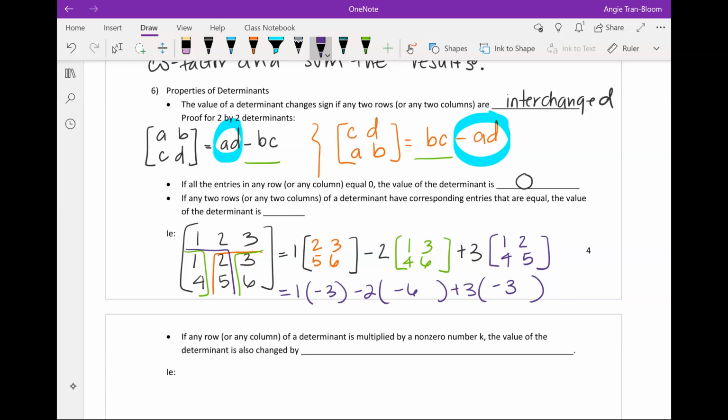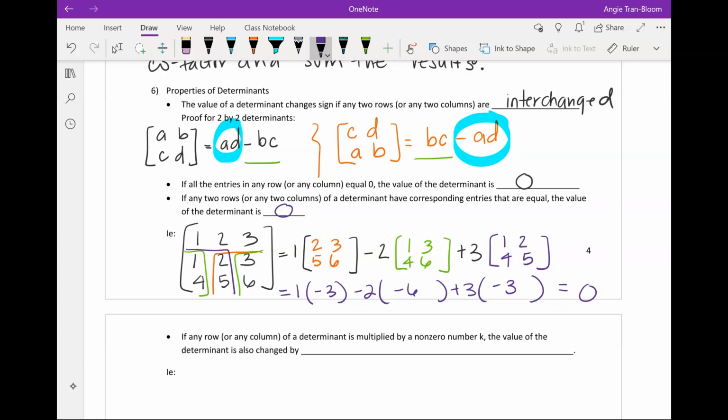Okay, now let's work it out. What did you guys end up getting? 0? Yep, 0, and that is true. So the requirement to get 0 is that 2 rows have to be identical, or 2 columns. If you see that in the future, should you even work it out? No, it saves you some time.